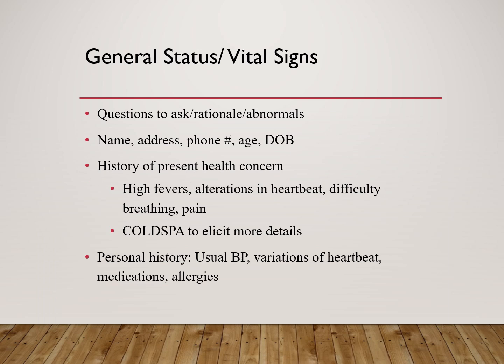So some subjective data we might ask to identify and note any abnormal findings. So your name, phone number, age, date of birth, that demographic data, your history of present health concern, like we had talked about in discussion of the subjective data chapter. So we identify in relation to general status abnormal vital signs, fever, difficulty breathing, maybe a high pain severity.